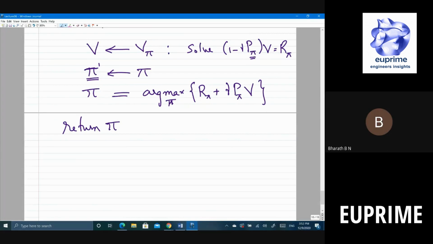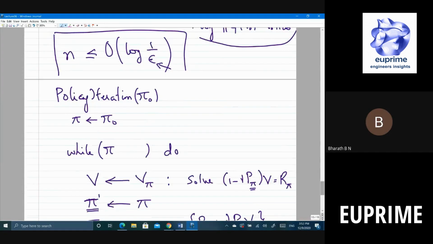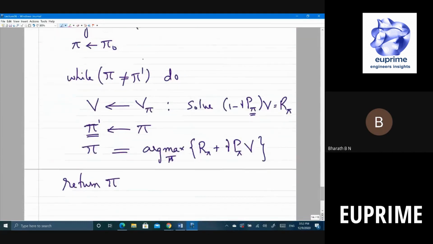Okay, keep doing that and return pi. But when should you repeat? As long as pi is not equal to pi dash, repeat it. Or if you want to change this, you can say policy pi is close to pi dash in some norm. If the difference is small, you stop. Otherwise, as long as the difference is large, more than some threshold, you keep doing this.